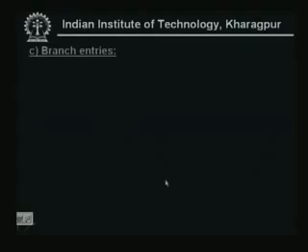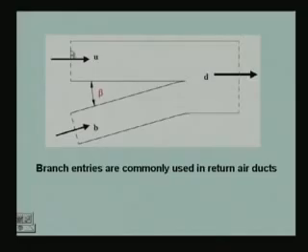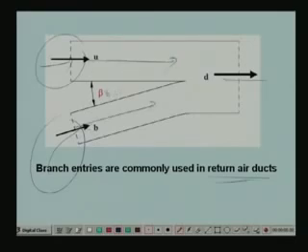Then you can also have branch entry. What do you mean by branch entry? These are normally used in return air ducts. Let me show a typical one. This is a reverse of branch takeoff. Here return air from one room, let us say located at this point, comes this way, and from another room comes like this, and both return airs have to be mixed and sent to the cooling coil. So they are used in return air ducts. Air is coming in this direction, air is coming in this direction, and it is getting mixed here, and the mixed air goes to the cooling coil.